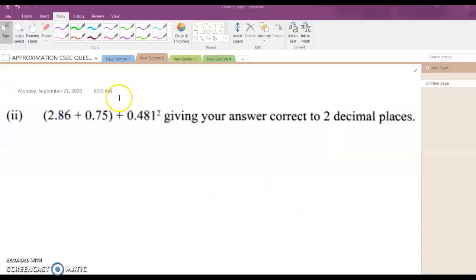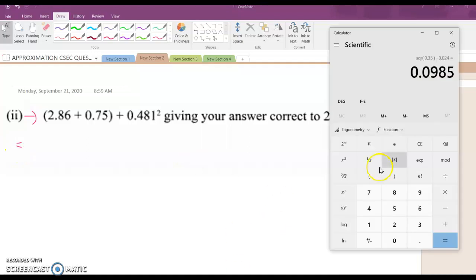Let's look at the next one. Alright, so in the next question we have, open brackets, 2.86 plus 0.75 close brackets plus 0.481 squared, give your answer to 2 decimal places. First, we need to work out what all of this is, right? Work out your brackets first. So let me pull up my calculator here. So brackets, we have 2.86 plus 0.75, right?